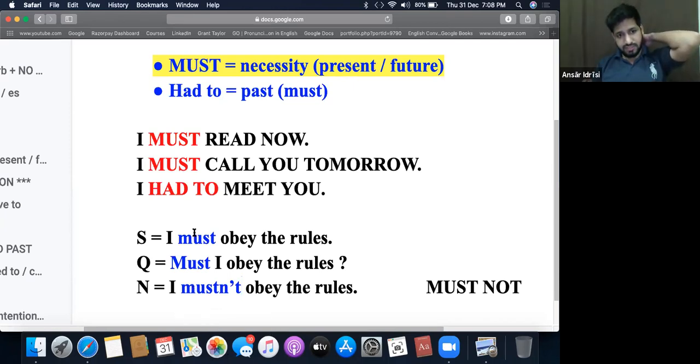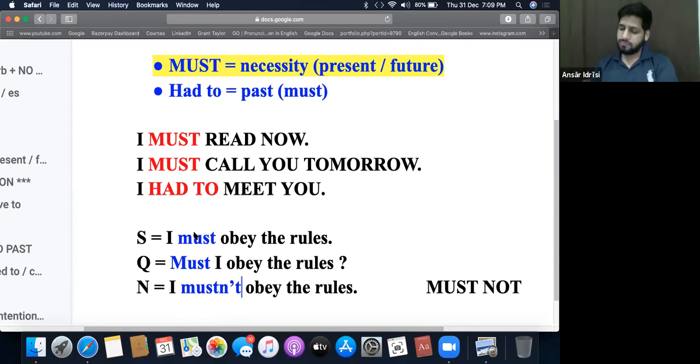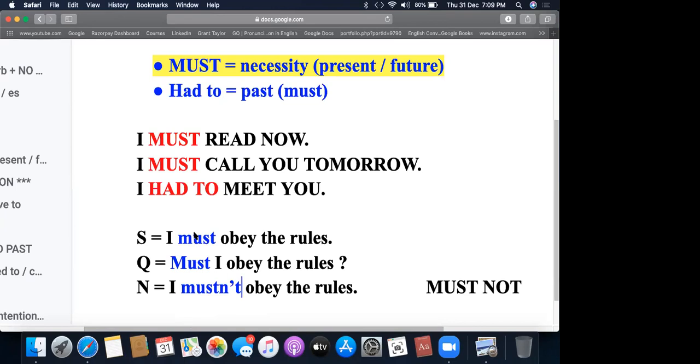Very good. Mr. Wajid, make sentences. Yes, sir. I must fill ITR. Must I fill ITR? I mustn't fill ITR. Very good. I must help my mother in her chores. Must I help my mother in her chores? I mustn't help my mother in her chores.